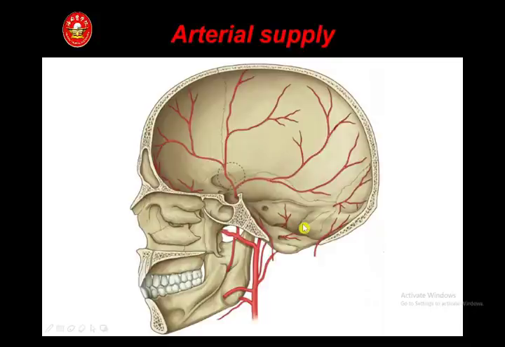And also we have some branches from the vertebral arteries. For example, this branch here is from the vertebral artery, and this one here is also from the vertebral artery. So these branches are coming from the vertebral arteries to supply the posterior cranial fossa.